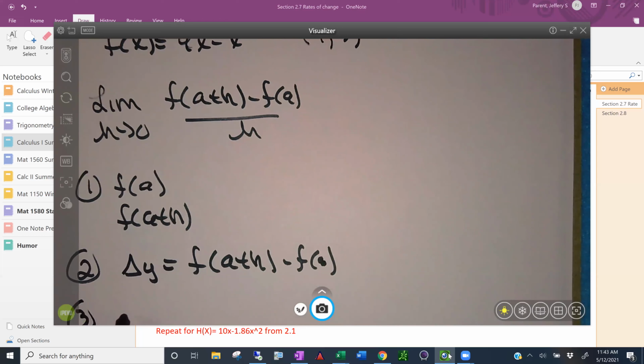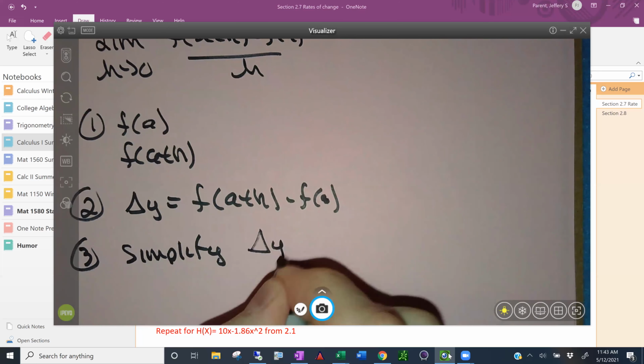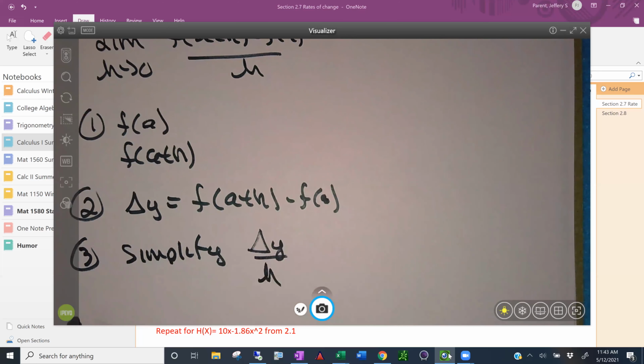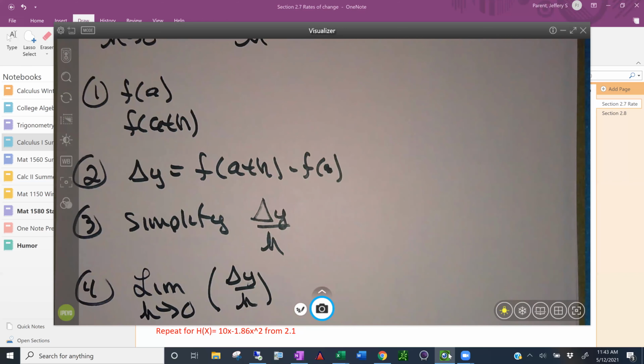The third step is I simplify this answer here, delta y over h. And the fourth step is I take the limit of that previous answer, of delta y over h as h approaches 0. So those are my 4 steps. And let's see how they play out in this particular problem.